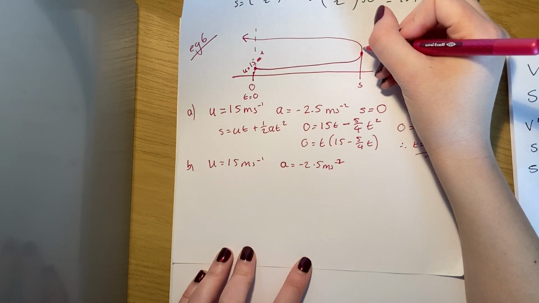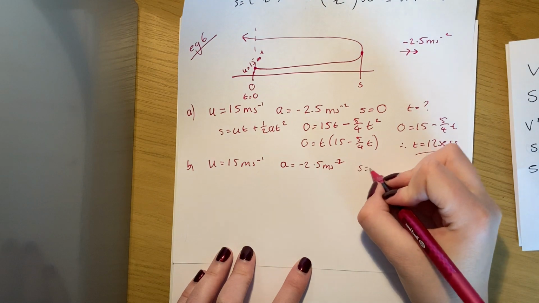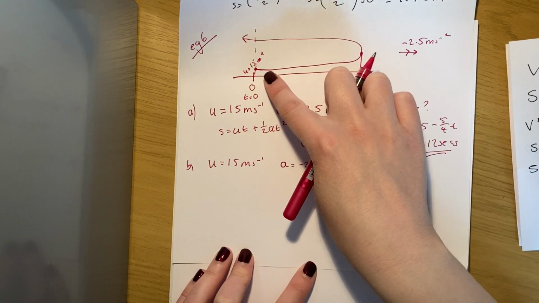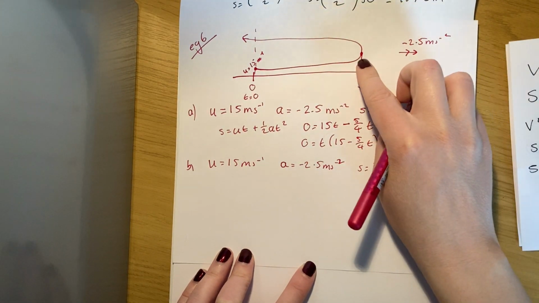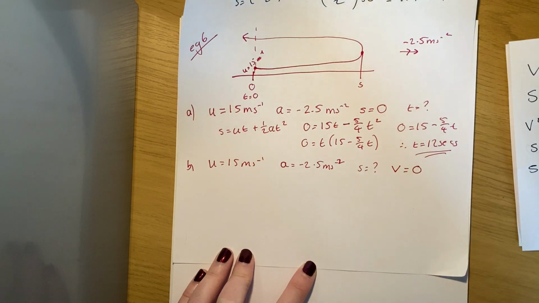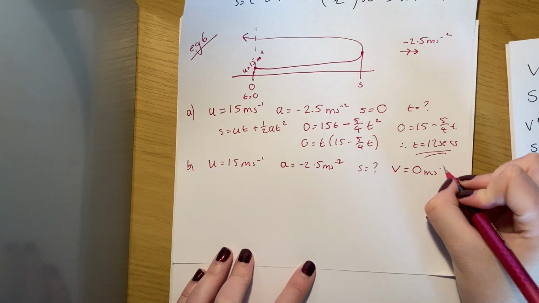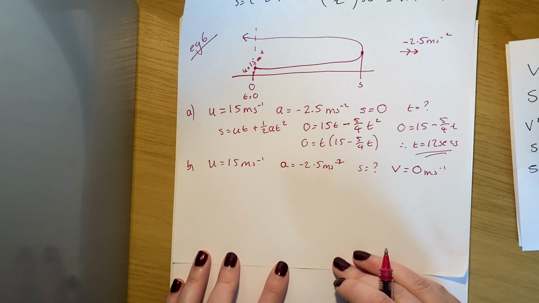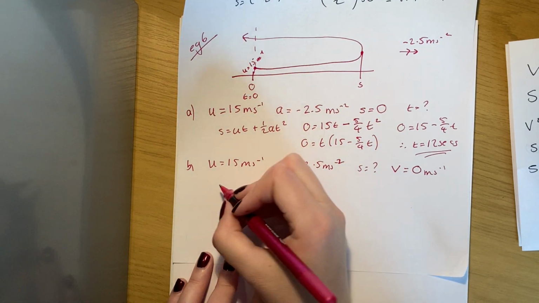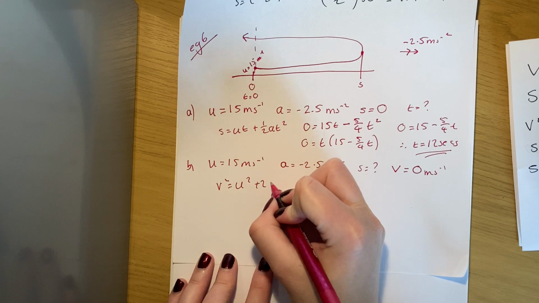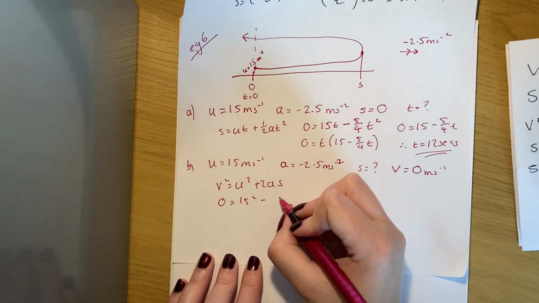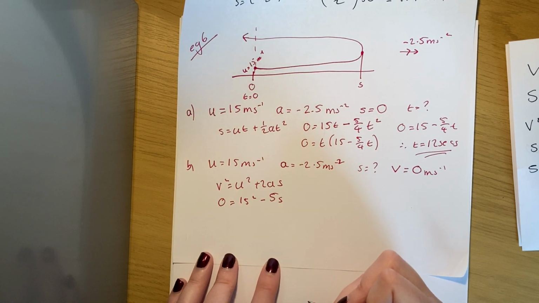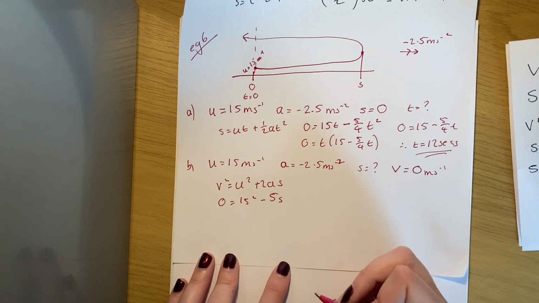So we've got to think about some other information here, because I'm working out S and I don't know T. If it has changed direction, then I know that the velocity at the point it changes direction is 0. Because when something changes direction, the point at which it changes direction, velocity is 0. It's instantaneously at rest. So I've got V, U, A and S. V squared equals U squared plus 2AS. So 0 is equal to 15 squared minus 5S. So 2 times negative 2.5 is minus 5S.